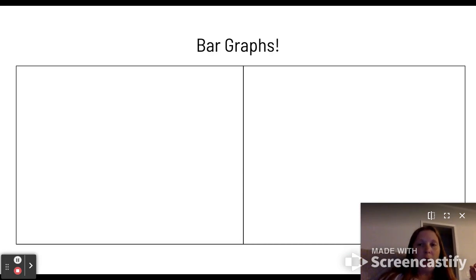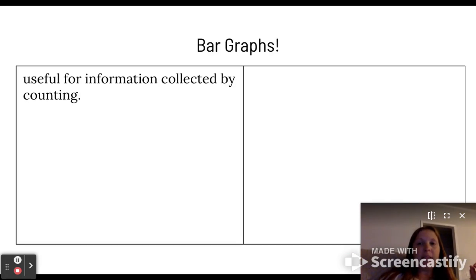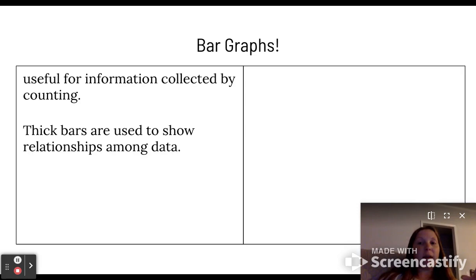So the next one is a bar graph. And this is used for collecting information by counting. And thick bars are used to show the relationships among data.